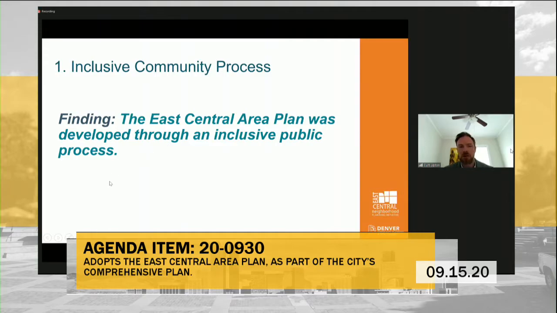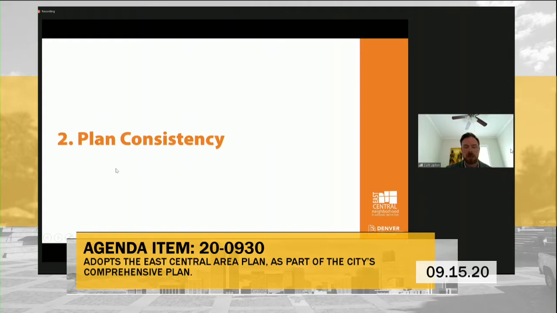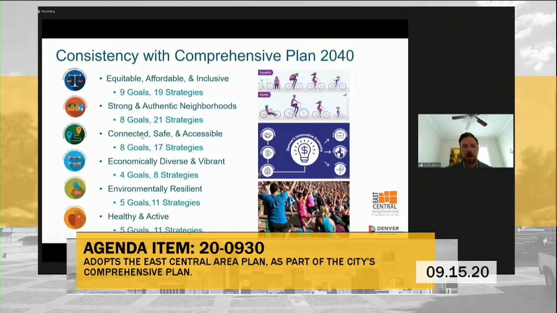So we have found that the East Central area plan meets the first criteria, which is the inclusive community process. Next, I'll touch on plan consistency. I'm going to go through this section quickly. All the plan consistency language is included in your staff report, but I'll say that the East Central plan contains a range of goals and strategies that are consistent with Comprehensive Plan 2040. Again, the structure of the plan mirrors the structure of Blueprint Denver with the vision elements and the different topics that we used in the East Central plan.